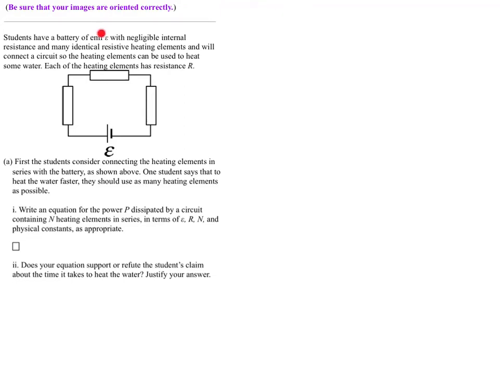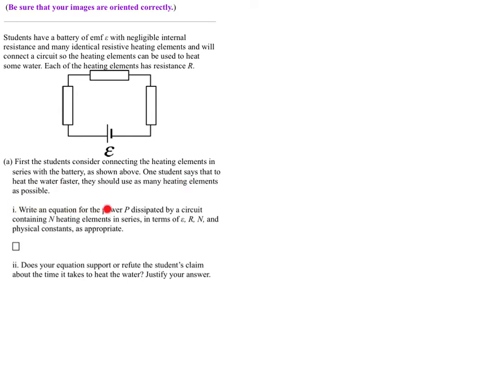Students have a battery of EMF E with negligible internal resistance and many identical resistive heating elements, and will connect the circuit so that the heating elements can be used to heat some water. Each of the heating elements has resistance R. A. First, the students consider connecting the heating elements in series with the battery as shown above. One student says that to heat the water faster, they should use as many heating elements as possible.